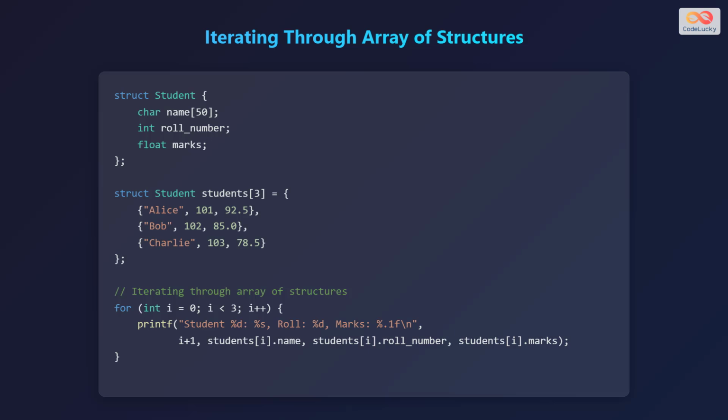To iterate through an array of structures, you can use a for loop to access each element in the array. For example, consider an array of 3 student structures, where each structure contains the student's name, roll number, and marks. To print the details of each student, you can use a for loop that iterates from i equals 0 to i less than 3. Inside the loop, you can use the printf function to display the student's details. For each student, print the student number as i plus 1, the name as students[i].name, the roll number as students[i].rollNumber, and the marks as students[i].marks.